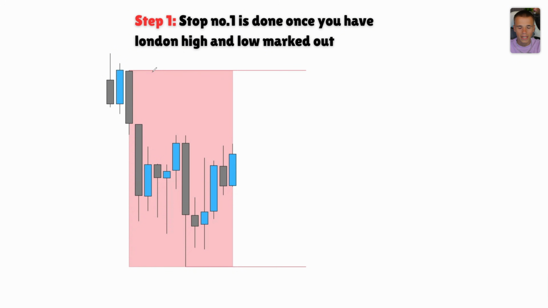And the one thing that the market likes to do, the banks and the institutions and basically the market makers who move the market, is they like to sweep the stop losses of other people to of course manipulate them and to take them out of the market.